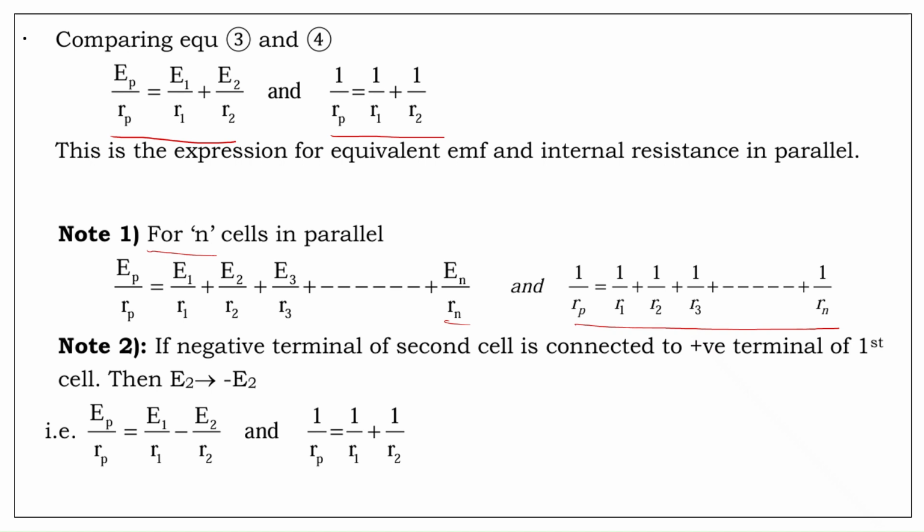2. If negative terminal of second cell is connected to positive terminal of first cell, then E2 becomes minus E2. That is, EP by RP is equal to E1 by R1 minus E2 by R2. And 1 by RP is equal to 1 by R1 plus 1 by R2.